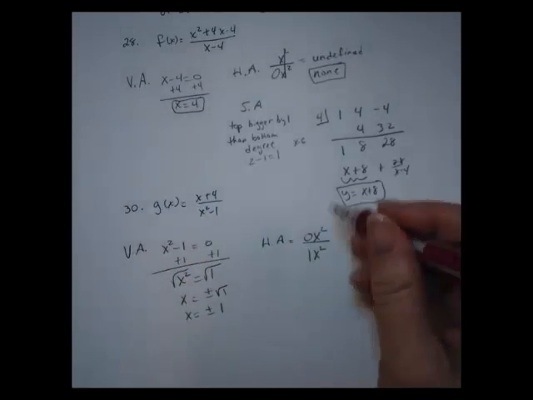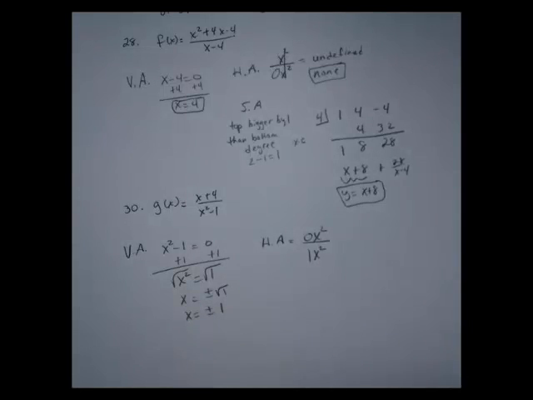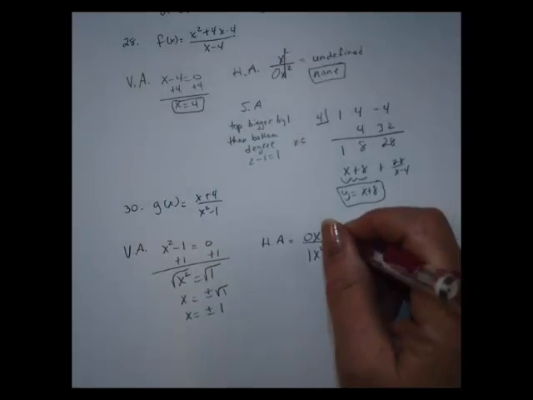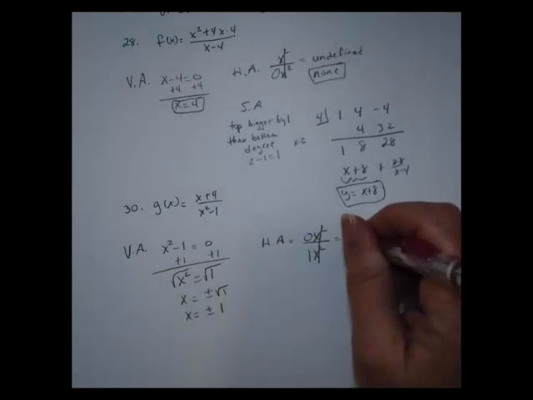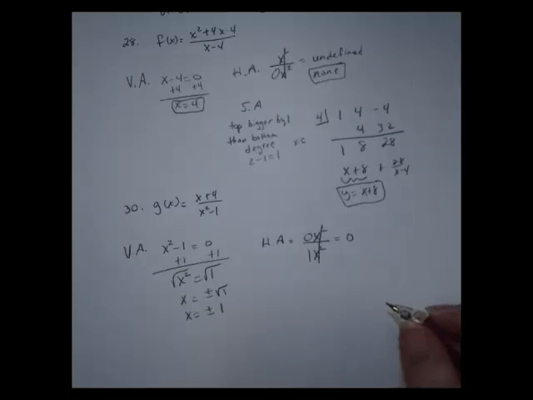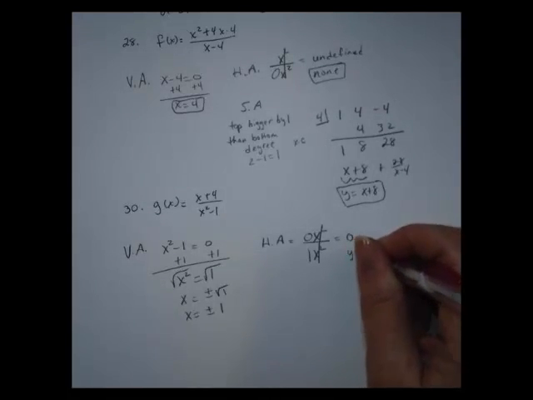So you can write the 1 or not. Last time I did, and I'm showing you different ways that you can approach it. So the x squareds will cancel. Well, what's 0 divided by 1? Well, that's 0. So our horizontal asymptote will be y equal to 0.